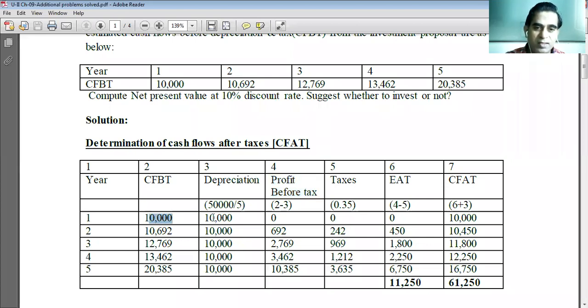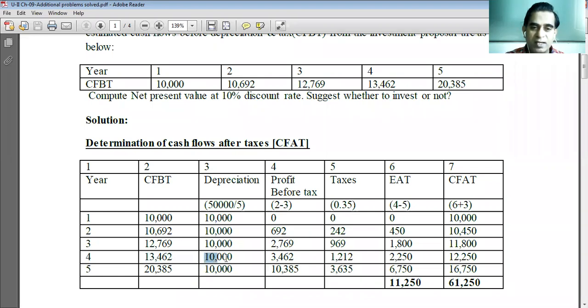So 10,000 minus 10,000 is equal to 0. So taxable income is 0 in year 1. 10,692 minus 10,000 is 692, the taxable income in year 2 or earnings before taxes. Then 12,769 minus 10,000 is equal to 2,769, which is the taxable income in year 3 or earnings before taxes, EBT, or profit before tax. So you should remember all these terms. They mean one and the same.